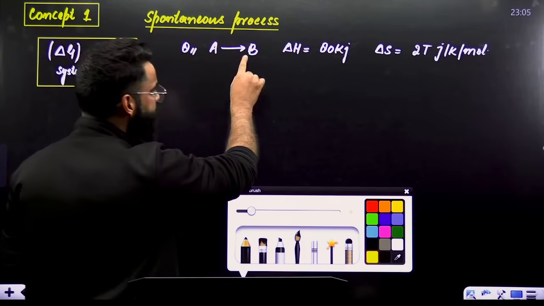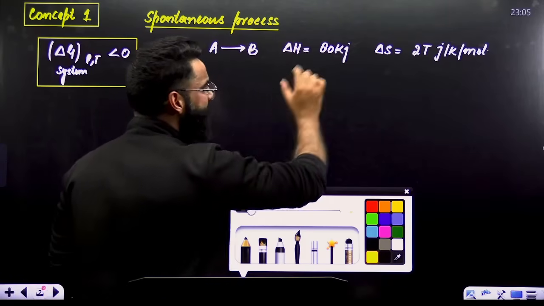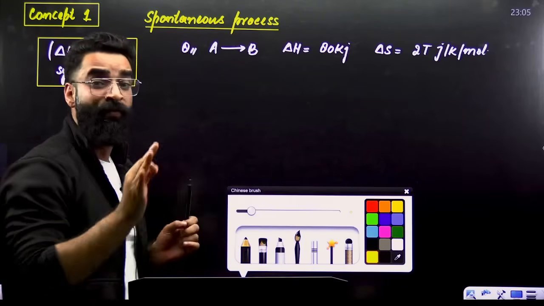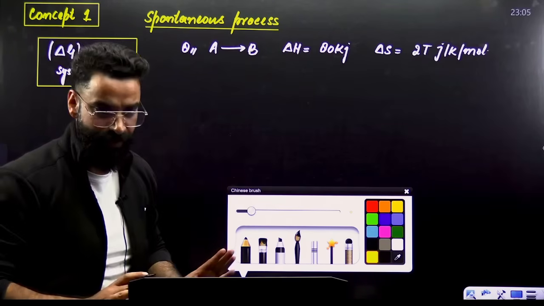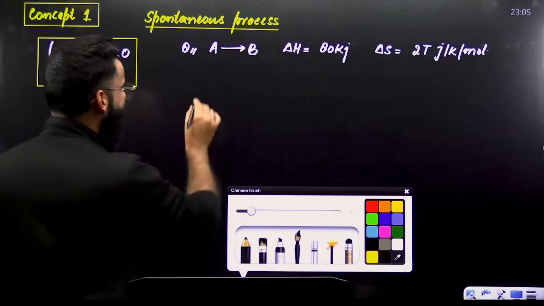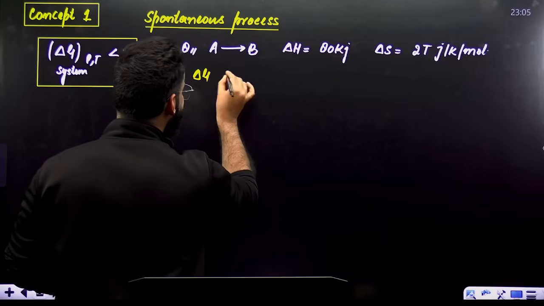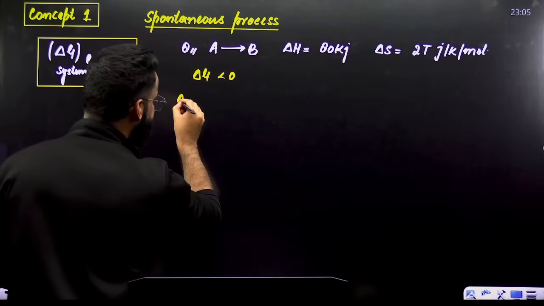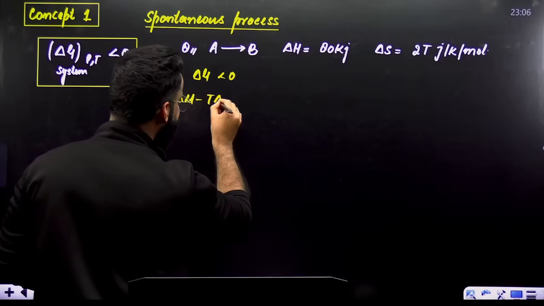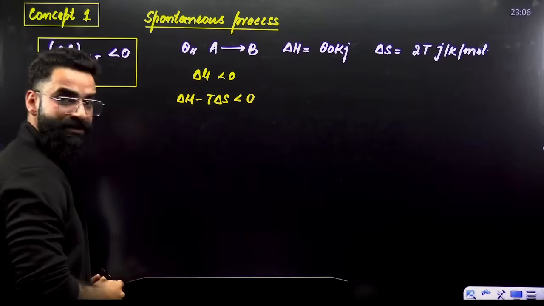You are given the reaction, its delta H value is given, its delta S is given. Now we are supposed to check at what temperature this reaction will be spontaneous. As I told you, for any reaction to be spontaneous, delta G should be negative, it should be less than 0. You must be knowing delta G is nothing but delta H minus T delta S. So this value is supposed to be negative.